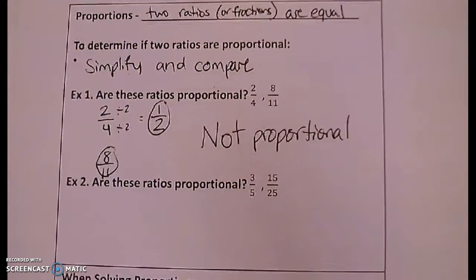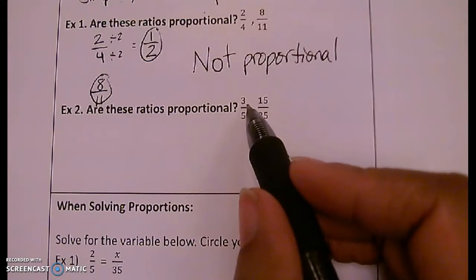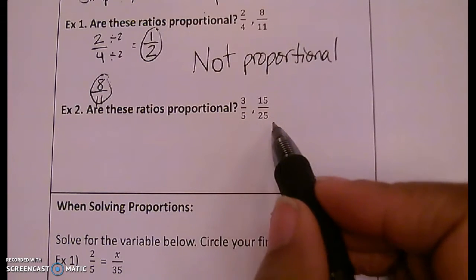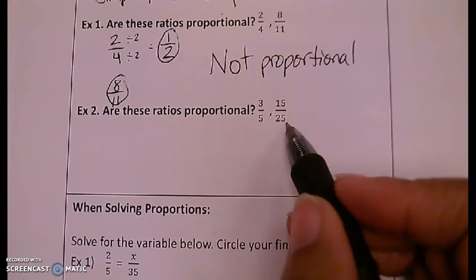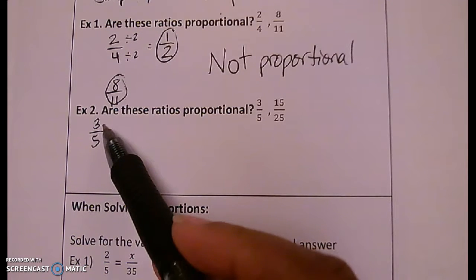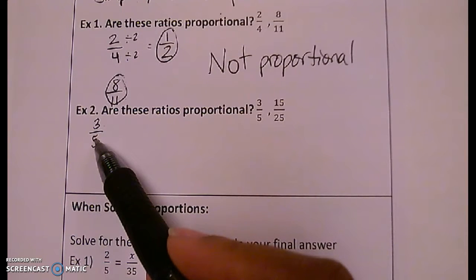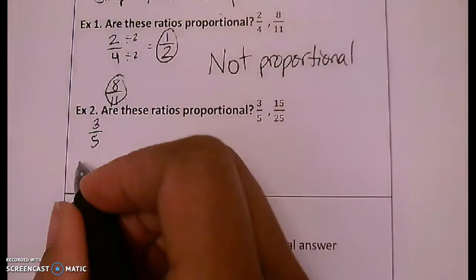Now, let's move to our next example question. I'm going to do the same thing. I'm going to simplify these two ratios and then determine if they are equal. So here we go. If I look at 3 over 5, I can see that there's nothing that I can divide the 3 and the 5 by to further simplify it. This is as simple as it's going to get.